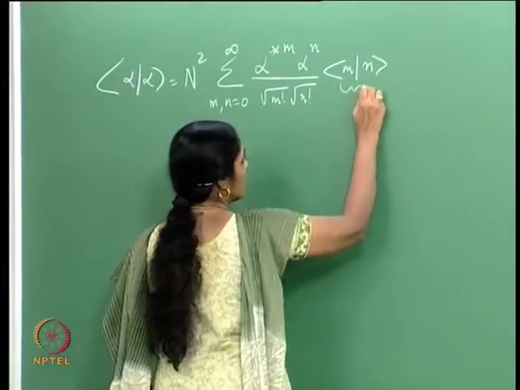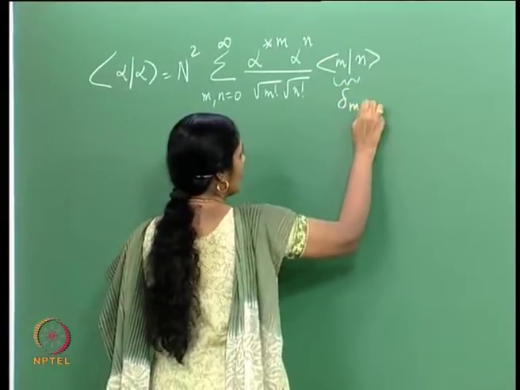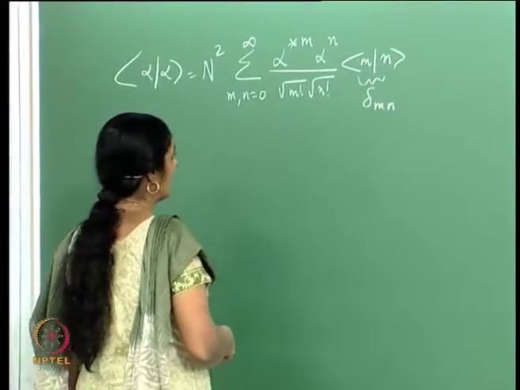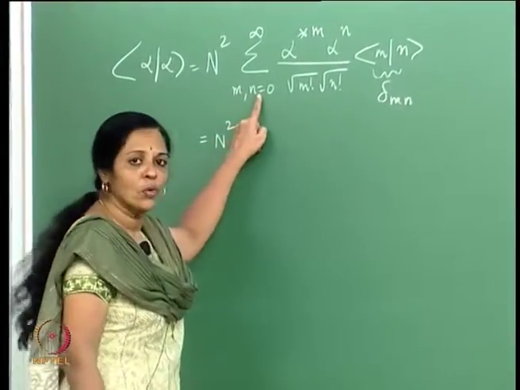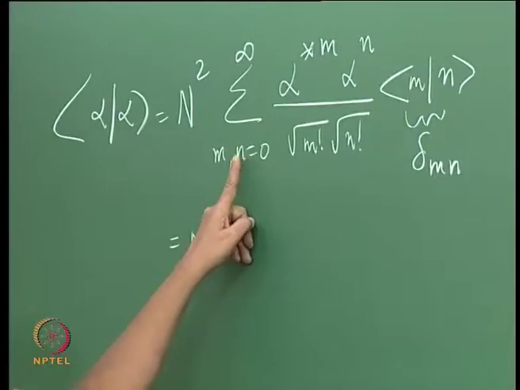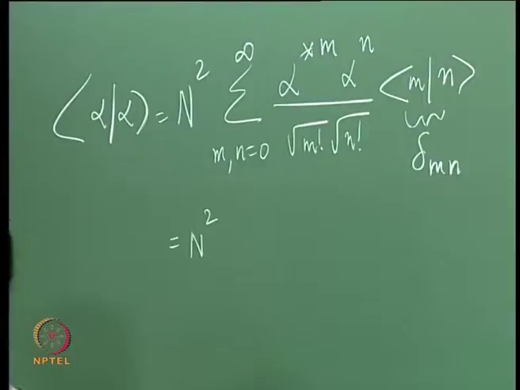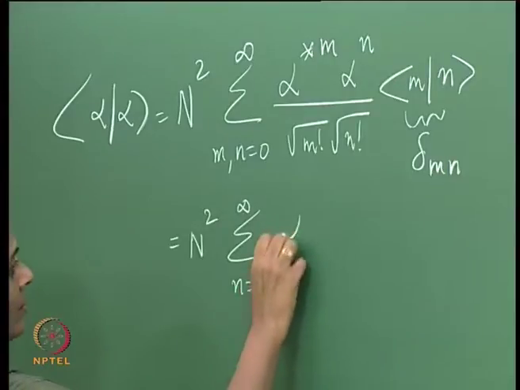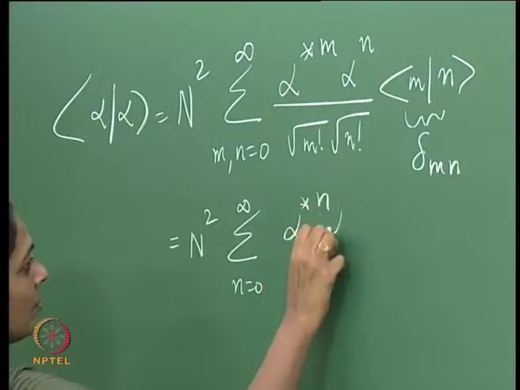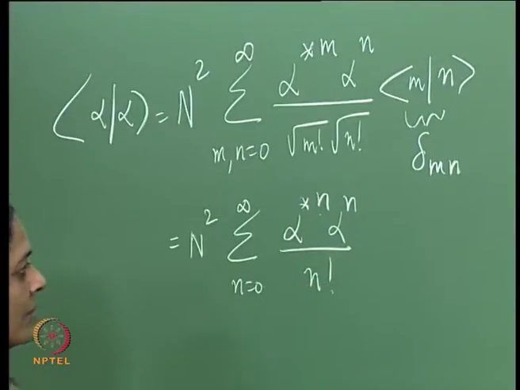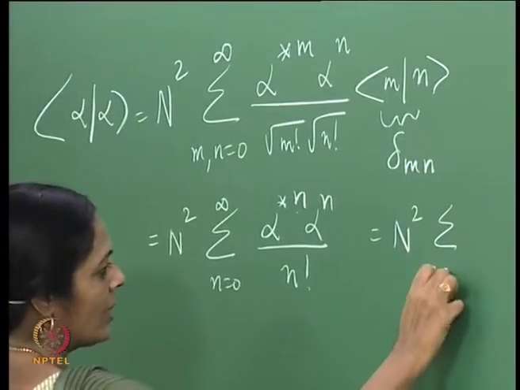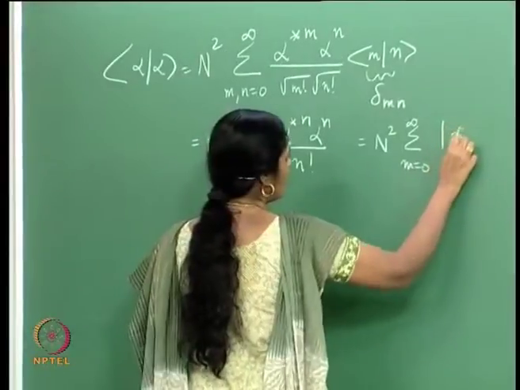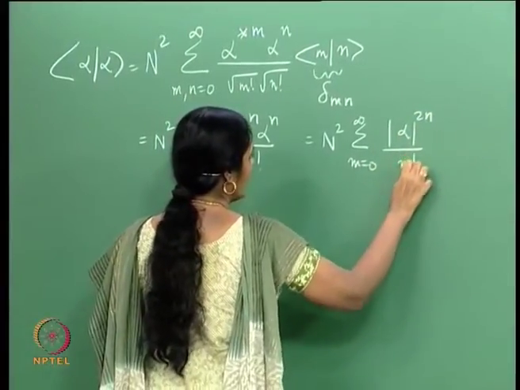But this is the Fock basis, this is a natural basis, and they are orthogonal states. So, I have a delta m n, which means I can remove one of these summations. Perhaps I can remove the label m, replacing all m's by n. But this quantity is simply N squared summation n equals 0 to infinity, modulus of alpha to the power of 2n by n factorial.